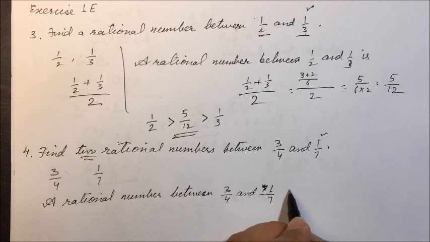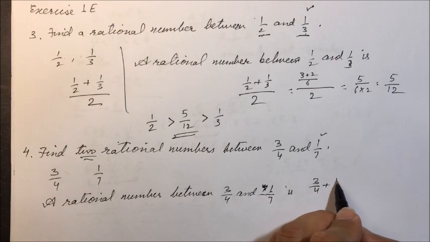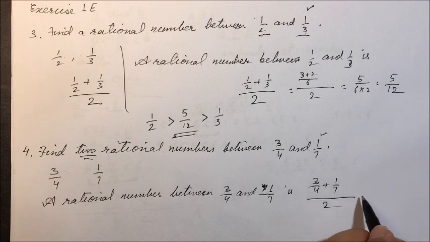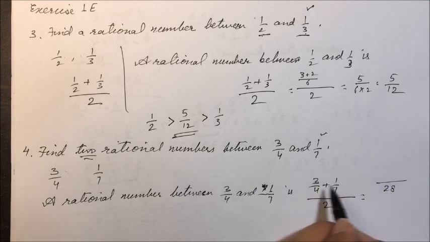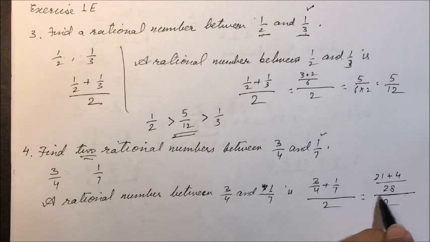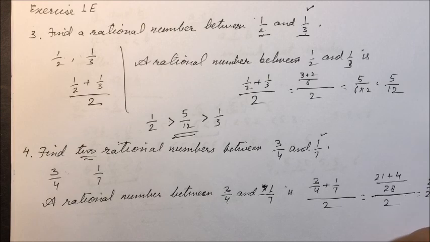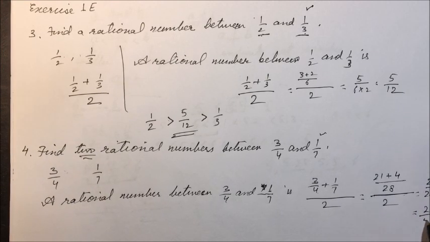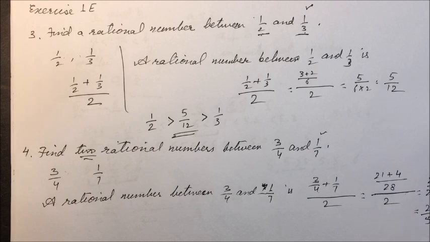Add them and divide by 2. So it will be how much? Take the LCM, 28: 3 by 4 is 21 by 28, 1 by 7 is 4 by 28, so 21 plus 4 divided by 28, then divided by 2. It comes out to be 25 divided by 28 into 2, which is 25 upon 56. We have inserted one rational number. So it will look like 3 by 4, 25 upon 56, 1 upon 7.